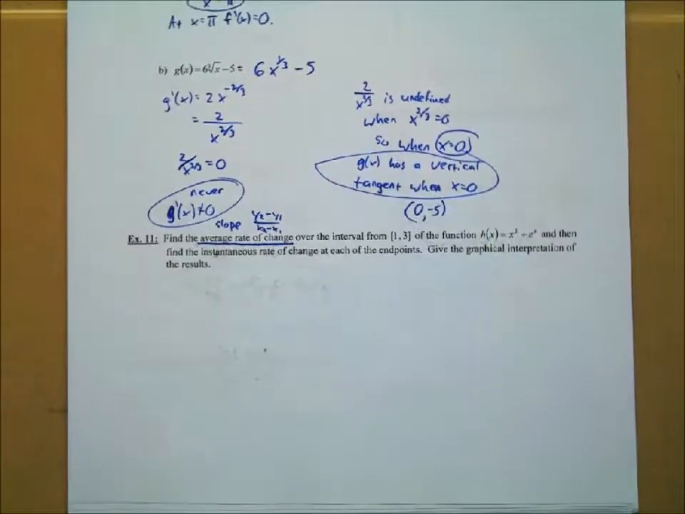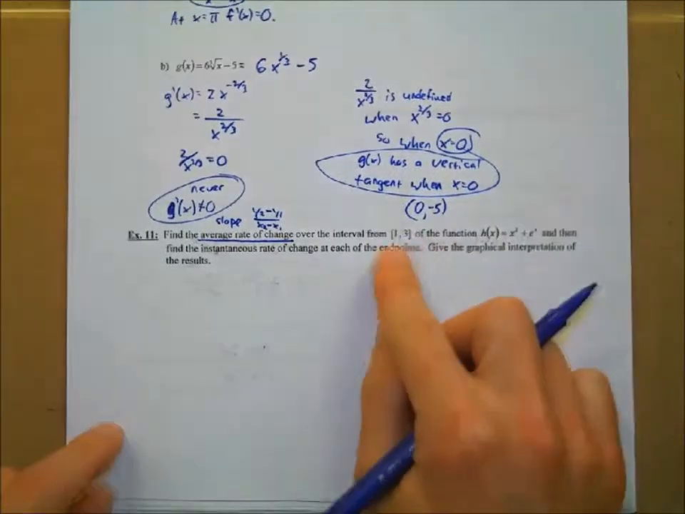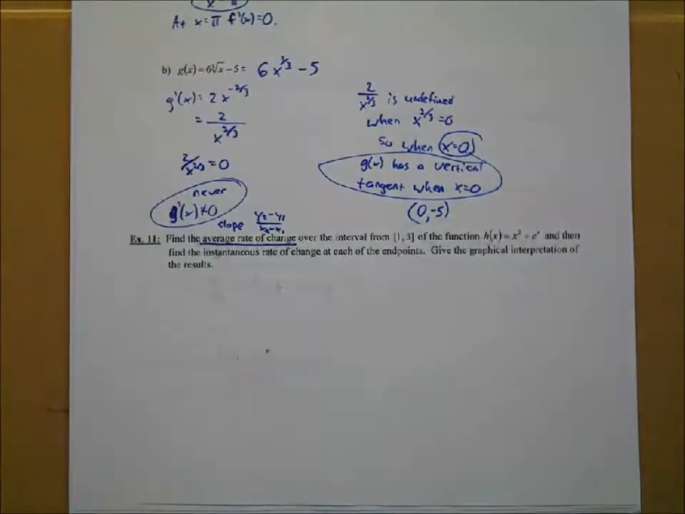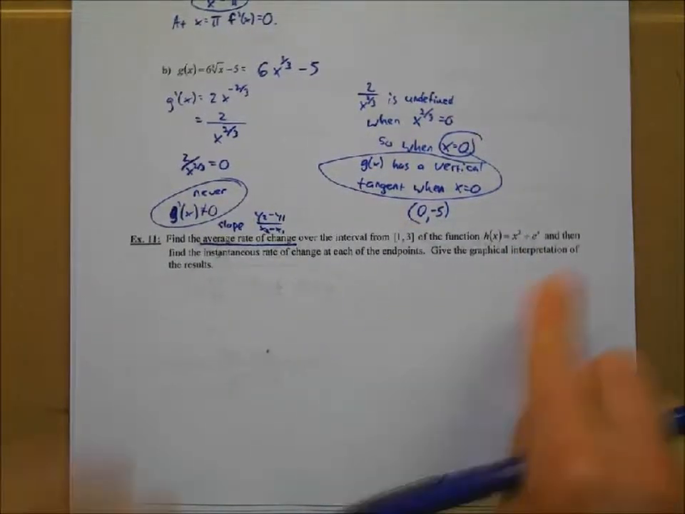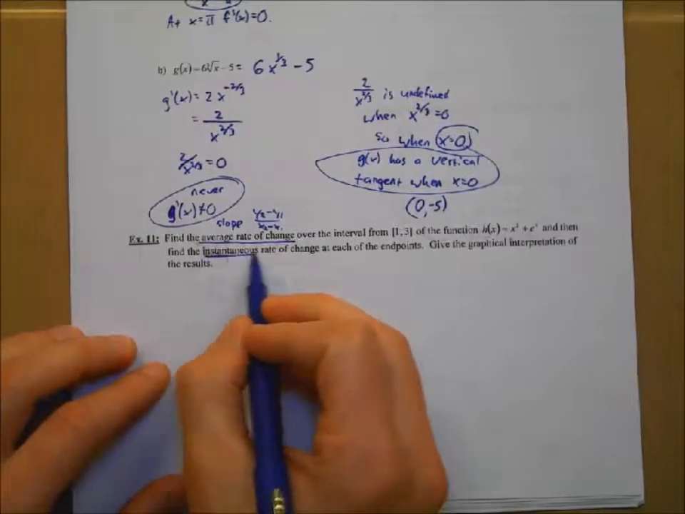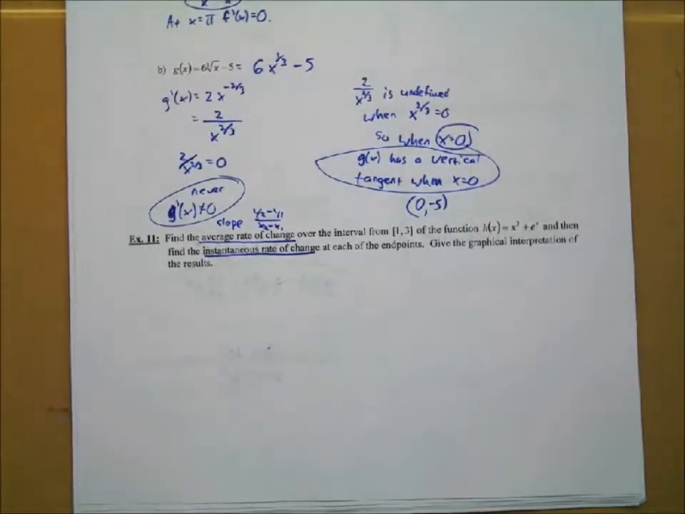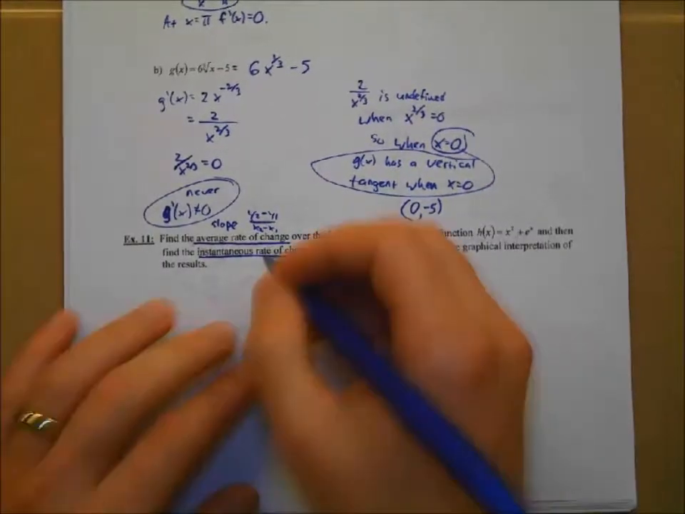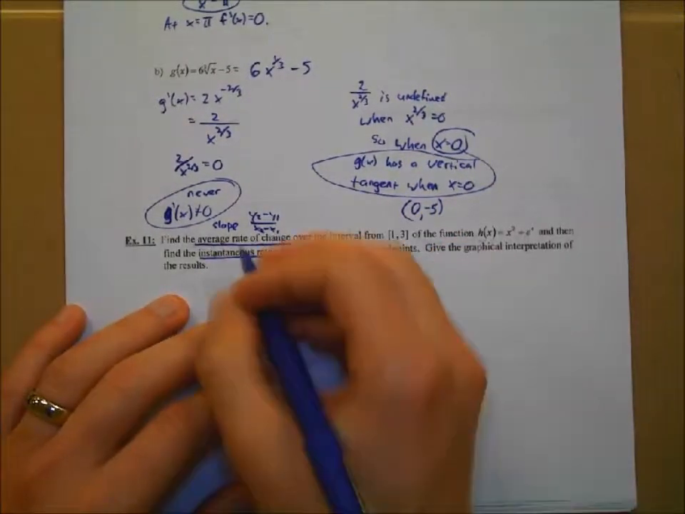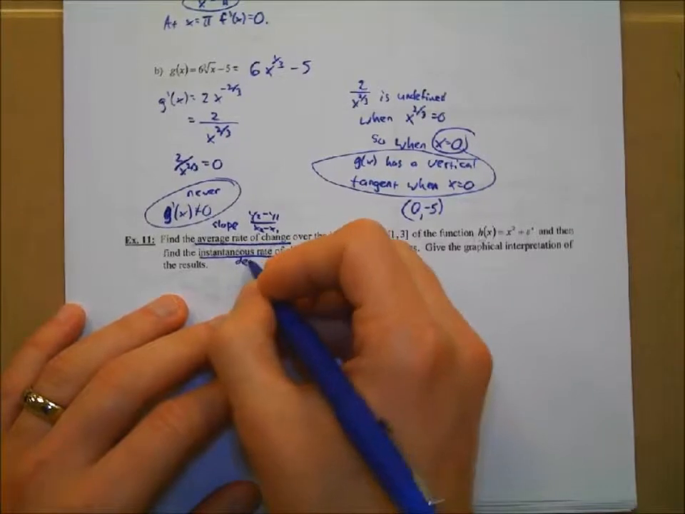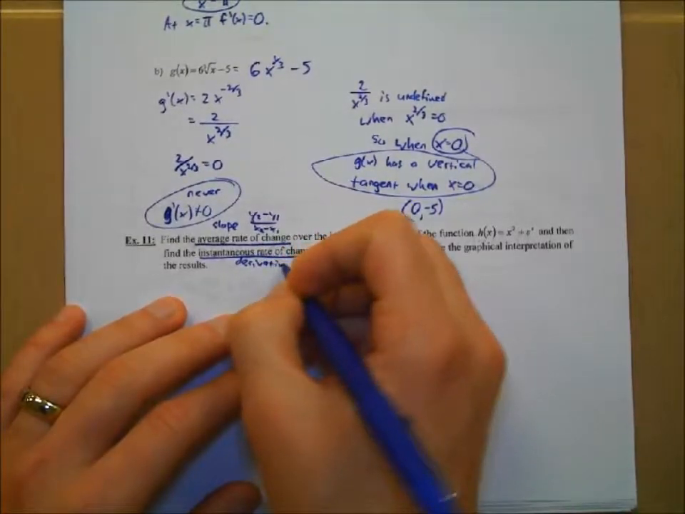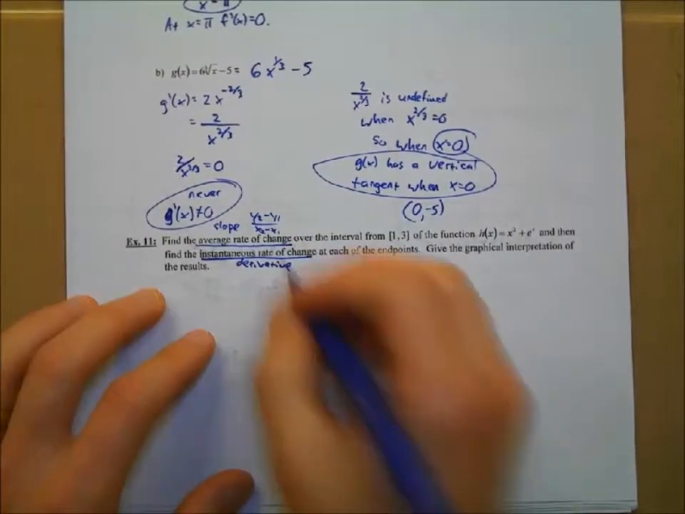Over the interval from 1 to 3, so those are the x-coordinates, of the function h of x equals x squared plus e to the x, and then find the instantaneous rate of change. Instantaneous rate of change means the value of the derivative at each of the endpoints. So that is the derivative. Okay, so average rate of change, easy peasy.